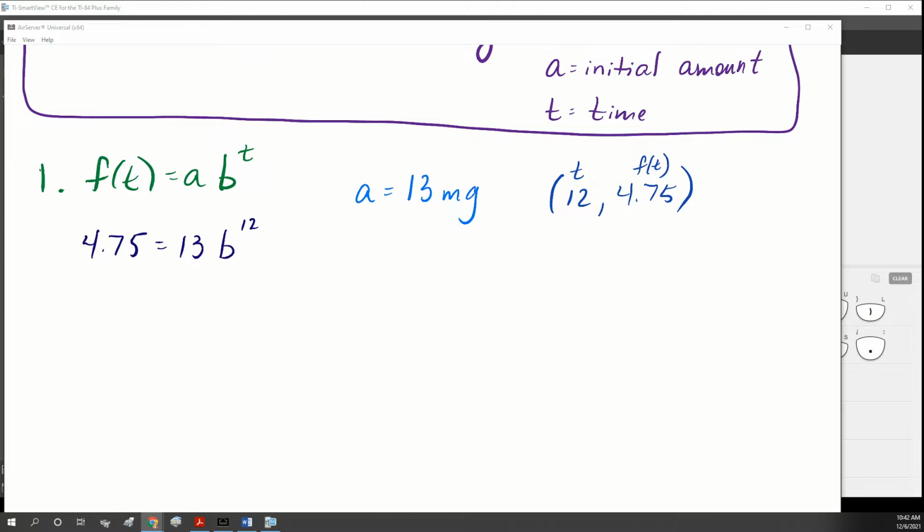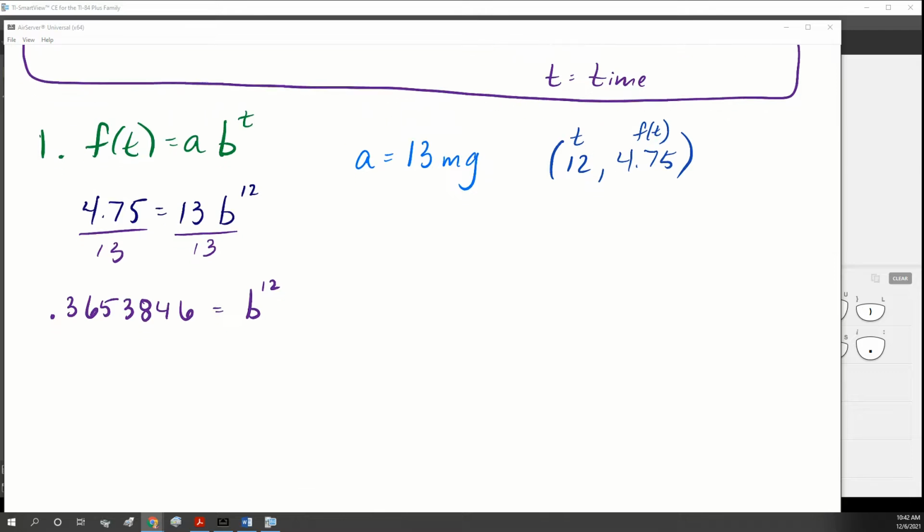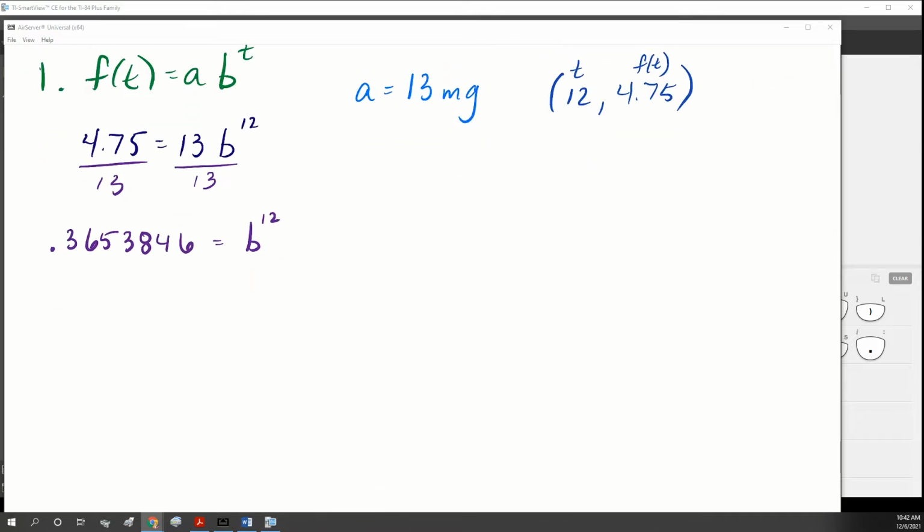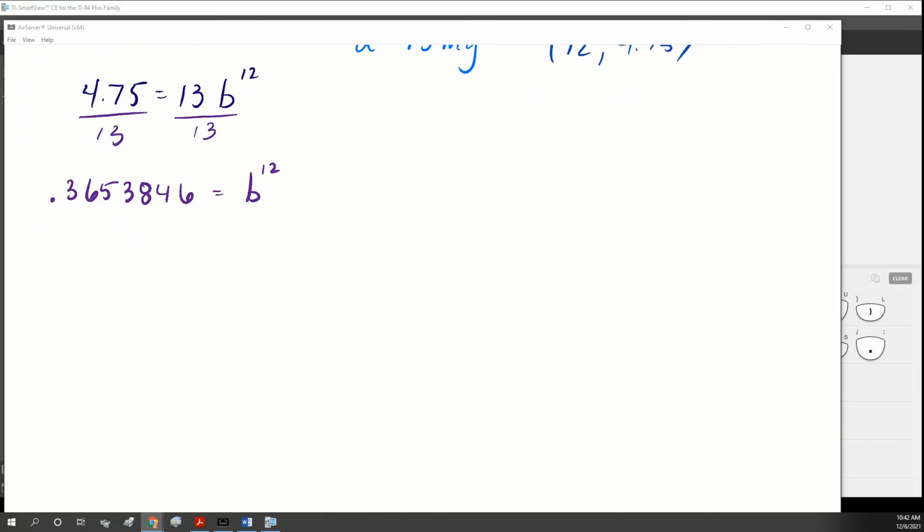All right. So I'm going to need to divide by 13. Okay, and we get a decimal that continues forever. So I'm going to write a lot of decimal places. Okay, so how do I solve this for B? 12th root, yes. Square root. It's not right.